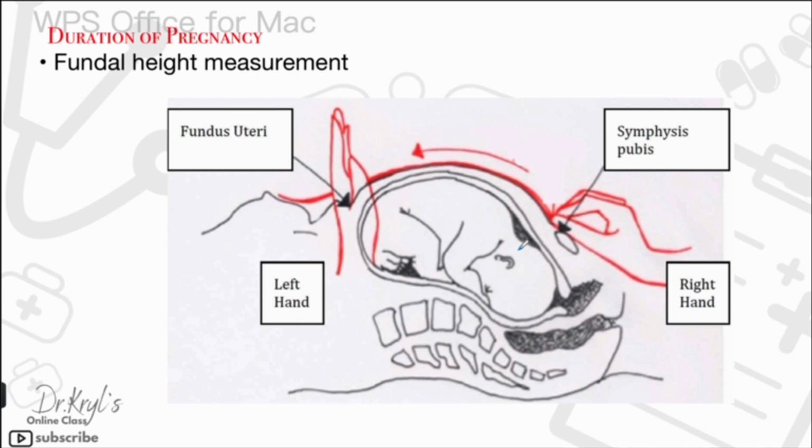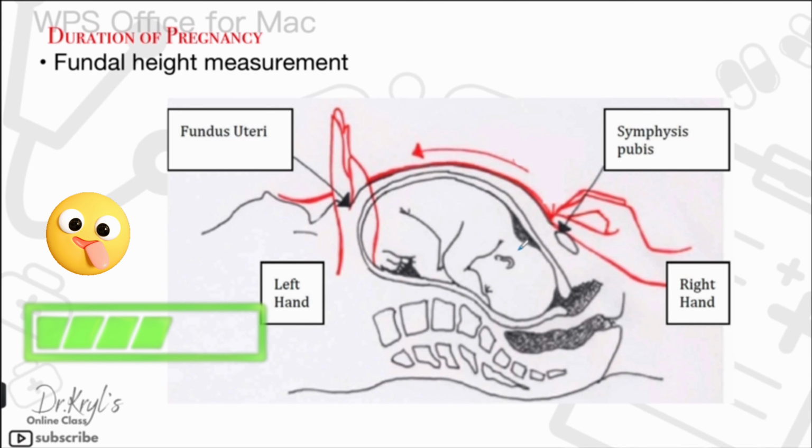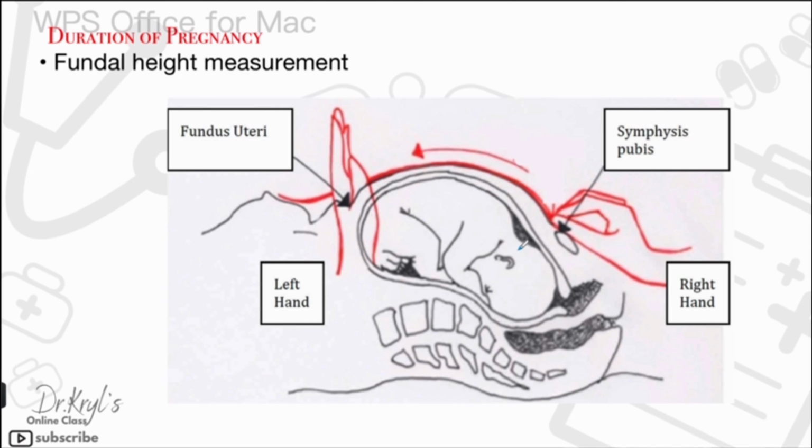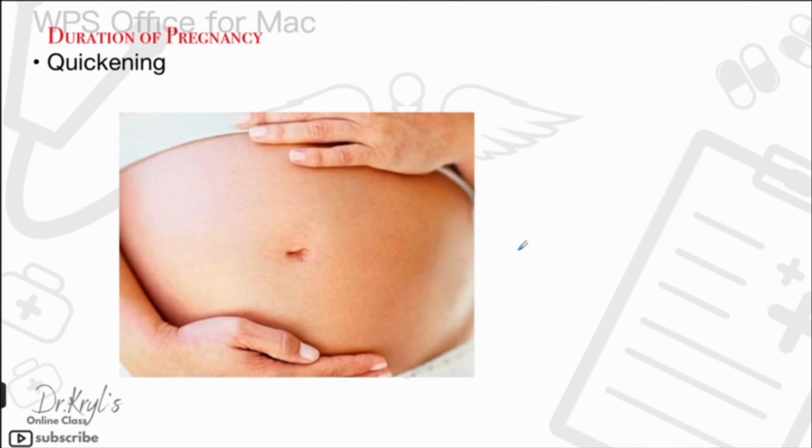Move the tape measure vertically down your stomach and place the other end at the top of the, what do you call this? Pubic bone. So this is the fundal height measurement. The method involves measuring the distance between the symphysis and the top of the uterus with a tape or measuring tape.